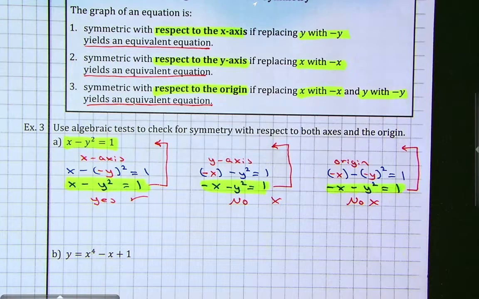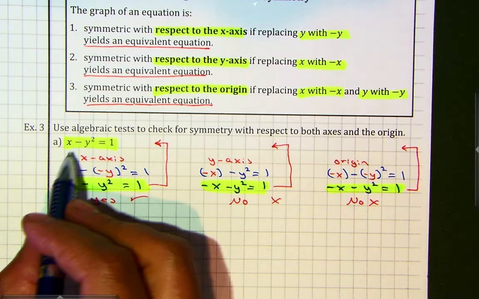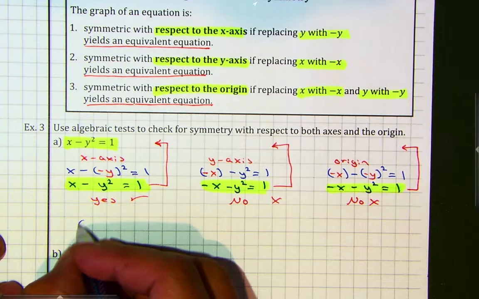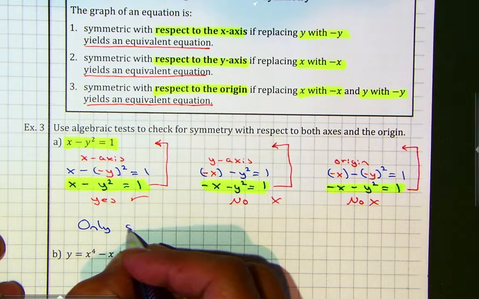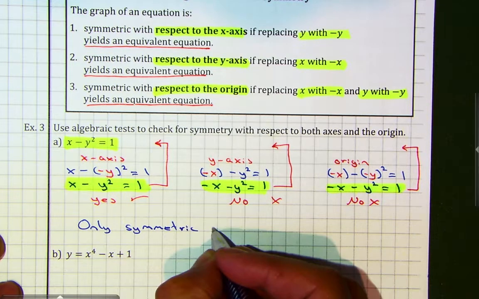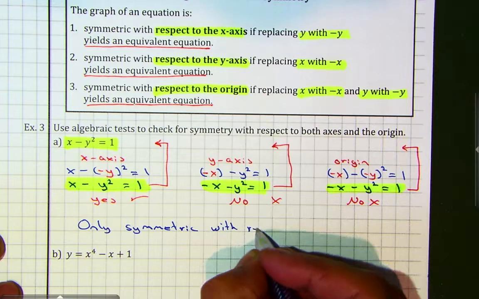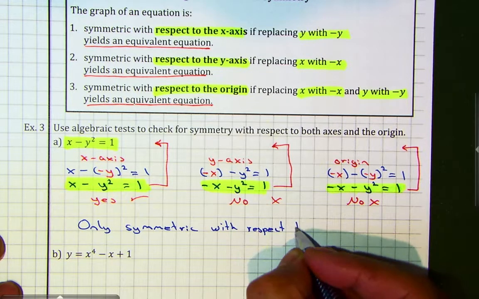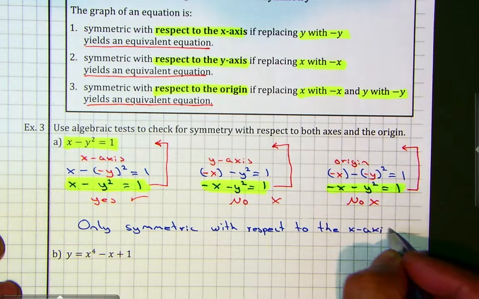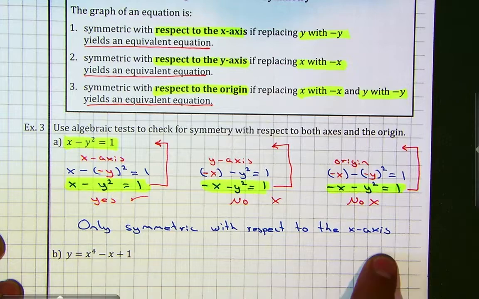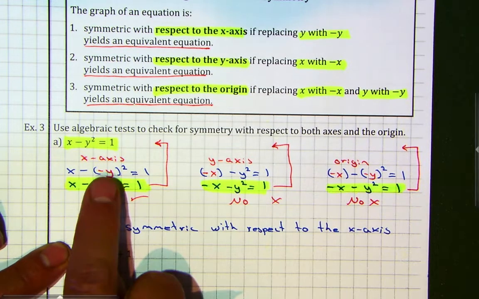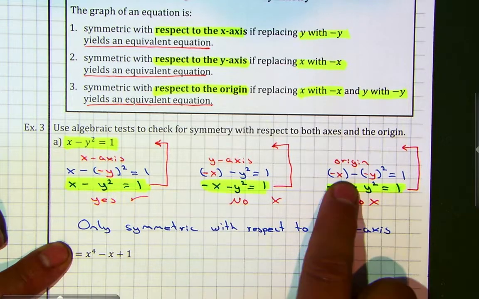So therefore, this equation is only symmetric with respect to the x-axis. Remember to show me the final sentence. Make sure that you show me the work for each one. And I do need to be able to see the substitution as you go through the work.